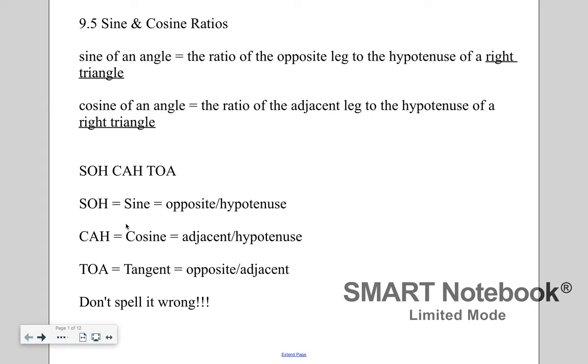The most popular way to remember which trig function goes with which ratio is SOHCAHTOA. Sine is opposite to hypotenuse, cosine is adjacent to hypotenuse, and tangent is opposite to adjacent.